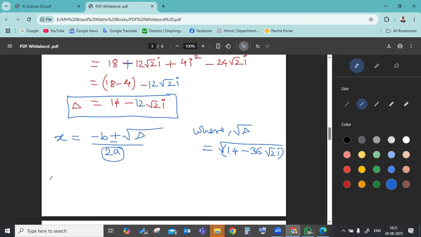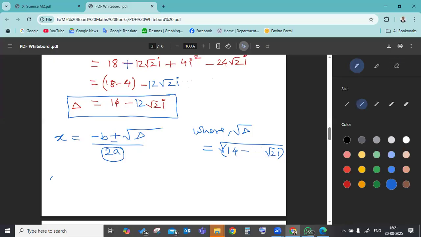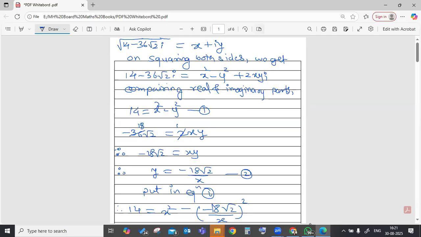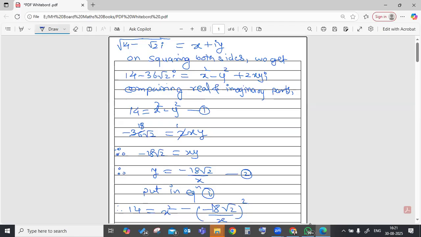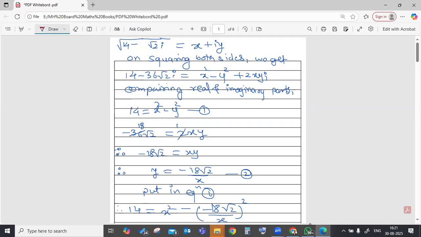Okay. Let's first find out the square root of this number. 12, instead of this 36, there should be 12, right? So here it should be 12. Now let's take this over here. Here it should be what? 12. 14 minus 12 root 2i equals x plus iy.